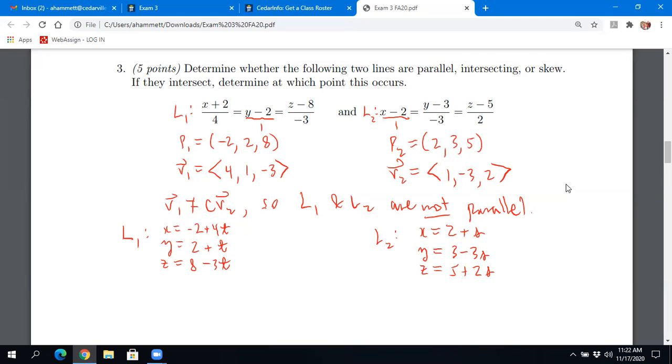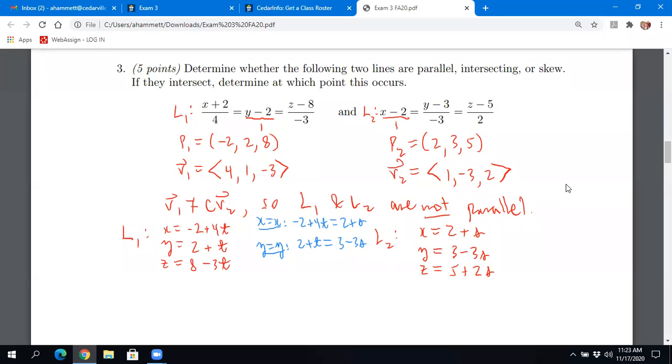And then what you do is you say, well, what if I set the x coordinates equal, for instance? If I set the x coordinates equal, I would get -2 plus 4t equals 2 plus s. And if I set the y coordinates equal, I get 2 plus t equals 3 minus 3s. And then what am I going to do?